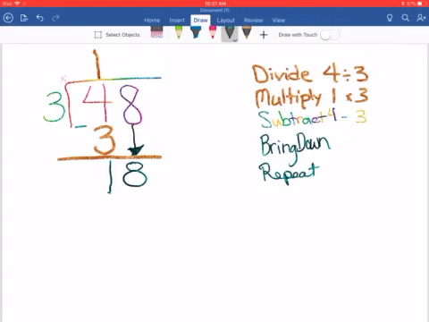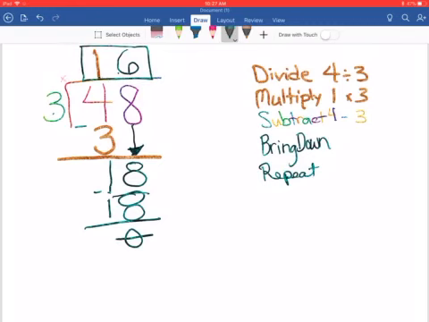I'm going to start with divide. Divide the 18 by the 3, which is 6. Multiply 6 times 3, which is 18. Subtract 18 from 18, and I get 0. So I don't have a remainder, and my answer is 16. Okay. All right. Now let's do another one.